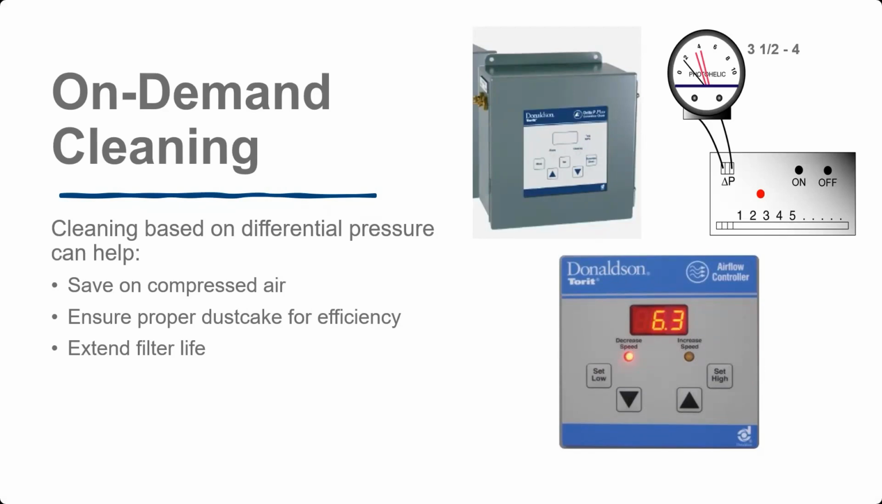But if you are going to use a clean on demand system, make sure that the tubes going to your photohelic gauge are clean. Because if that tube, especially the one coming out of the dirty air plenum, the tube that measures the differential pressure, is plugged, you're not going to be cleaning properly. So make sure you have a maintenance schedule in place to make sure that tube is cleaned.